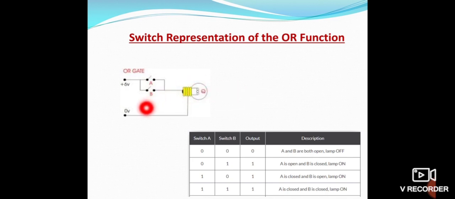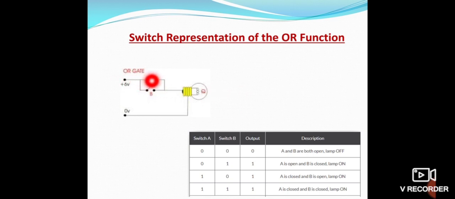In the second case, when A equal to 0 and B equal to 1, B equal to 1 means this is closed. So the current will flow in this direction and the bulb will glow and you will get an output. Third case, A equal to 1, B equal to 0. That is A is closed, B is open. So the current will flow in this direction and the bulb will glow and you will get an output.